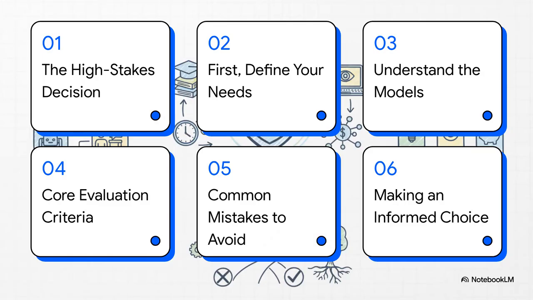So here's our game plan. We're going to start with why this is such a high-stakes decision. Then we'll walk through how to actually define your own needs, understand the different models out there, cover the core criteria you should be judging by, point out the common mistakes so you can avoid them, and finally, wrap it all up with how to make a truly informed choice.